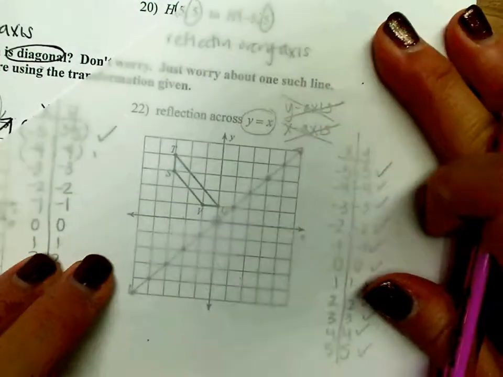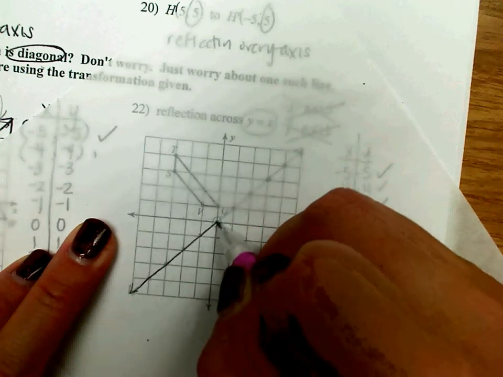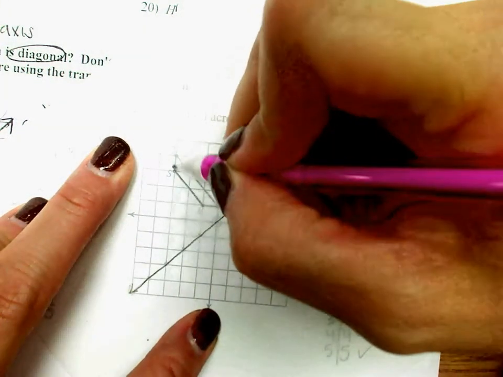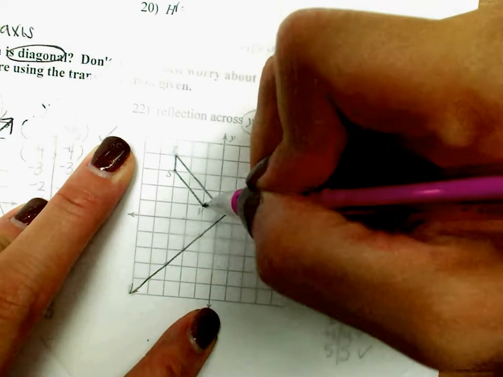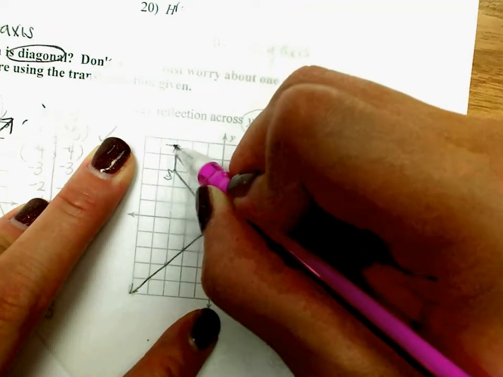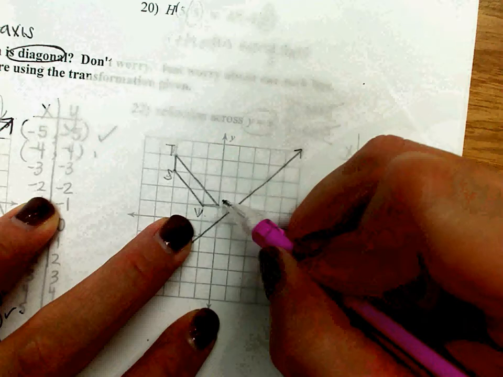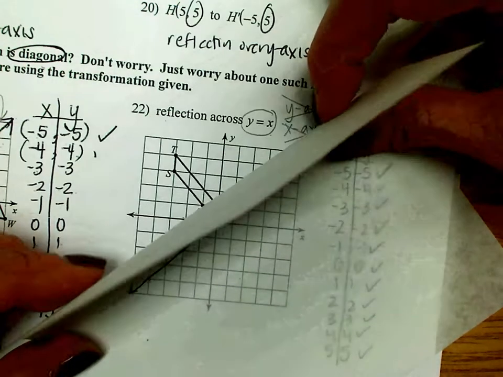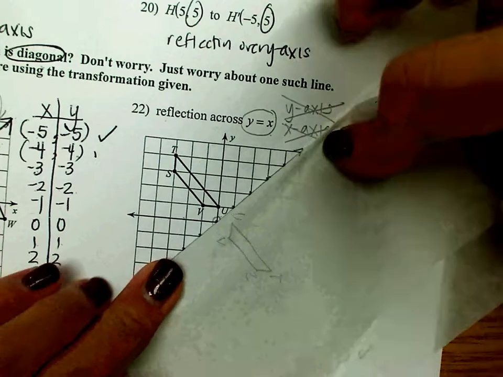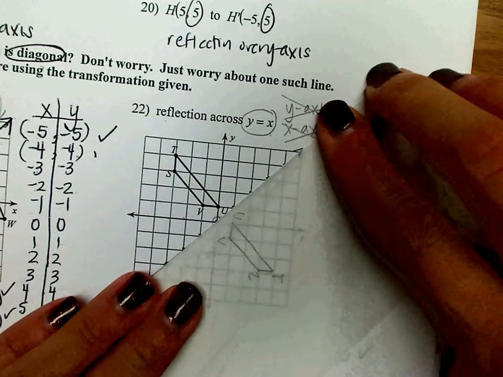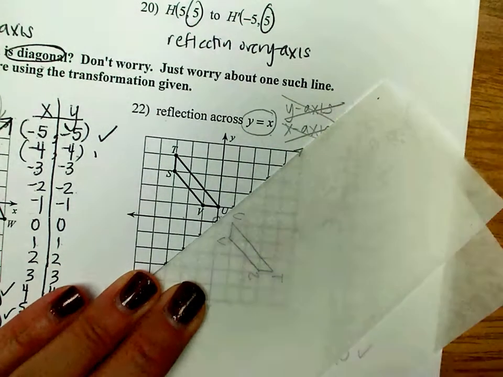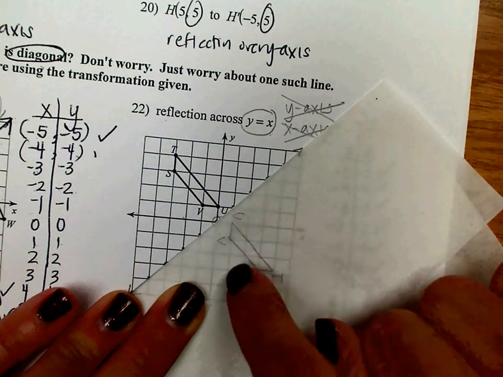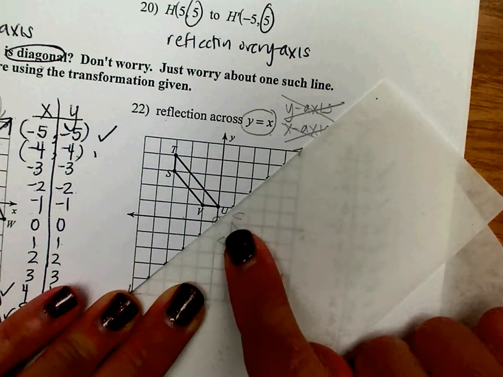So if you take your patty paper, if you don't have it, that's okay. You can just watch. So if this is my pre-image, I have S, T, V, and then U. And then I fold it over this line, and look where it's supposed to end up. It's supposed to end up here, but you won't have patty paper on a test or a quiz, so how do you figure out where the location of these new points are without patty paper?